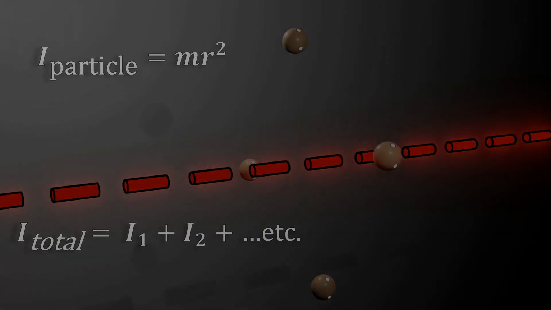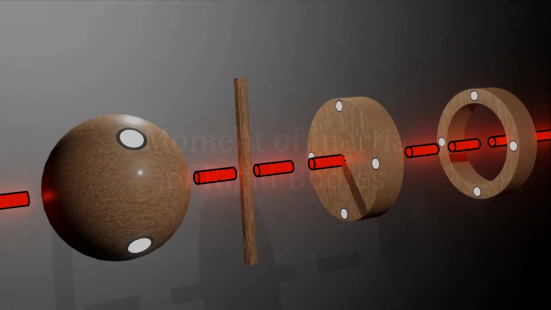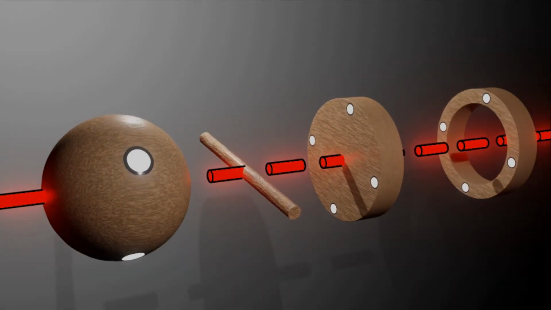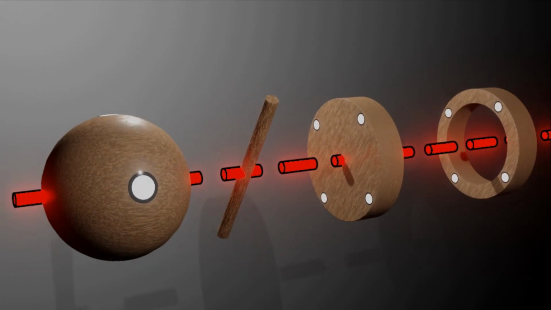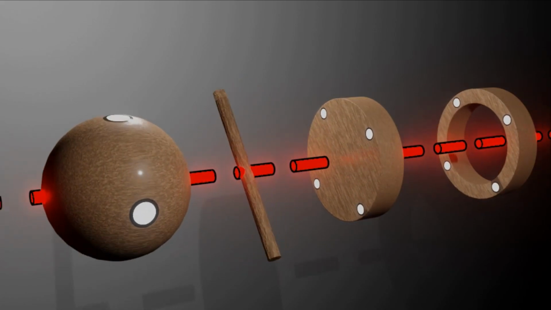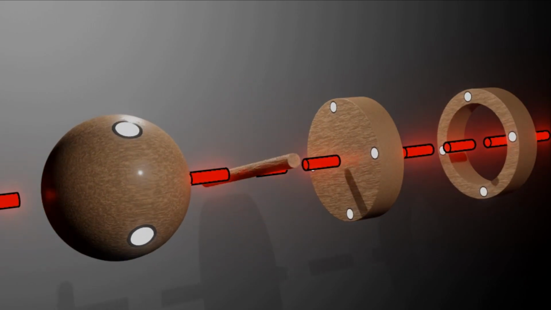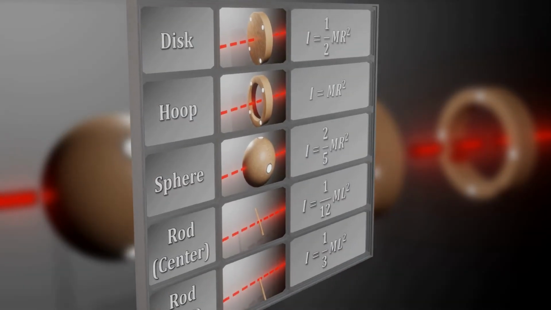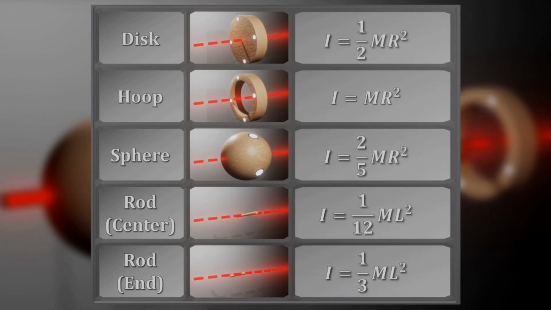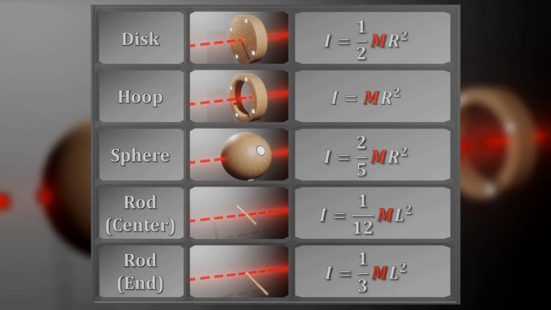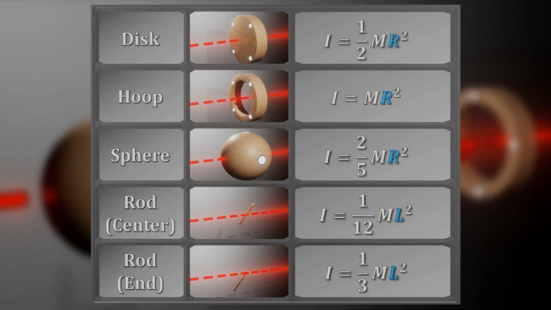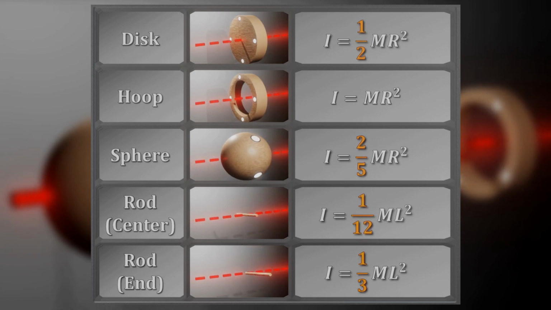How about finding the moment of inertia of objects we can't treat as particles? Depending on the level of physics you're taking, the formulas will either be provided to you, or you'll be expected to derive the formulas yourself using calculus. A video on the calculus derivations will be linked in the description below. Here are some common moment of inertia formulas. Take note of how each formula includes the mass of the object as well as either a radius or length. The key difference between them is their numerical coefficients.